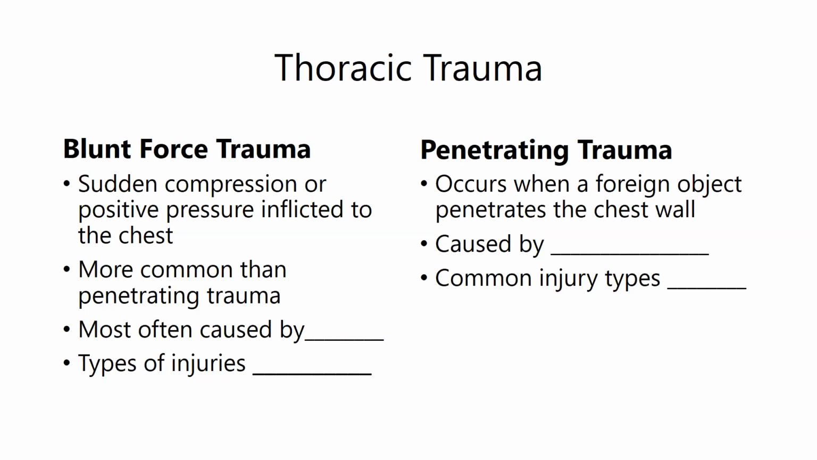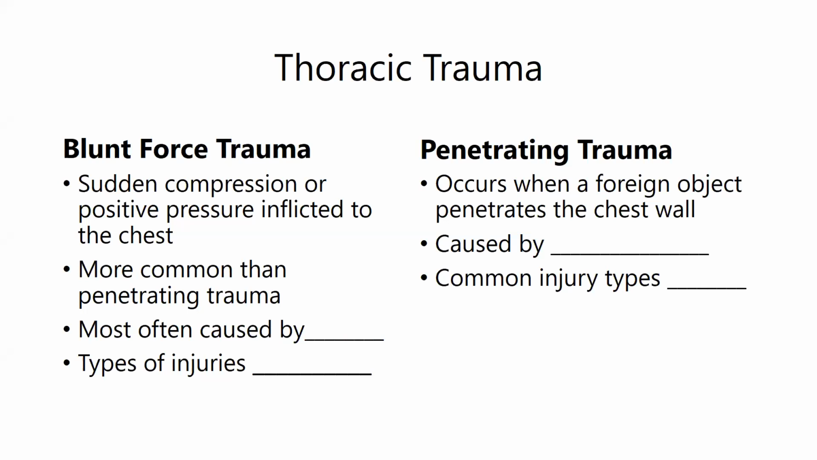So more common than penetrating trauma is the blunt force trauma, and most often caused by motor vehicle accidents. You got your steering wheels we talked about and your seat belts. Types of injuries: chest wall fractures, barotrauma. We talk about that when we talk about ventilators, and other injuries to the chest wall itself.